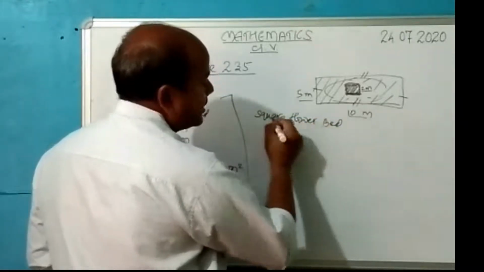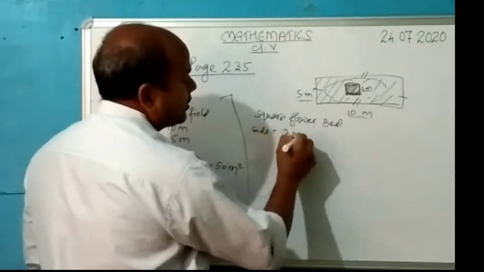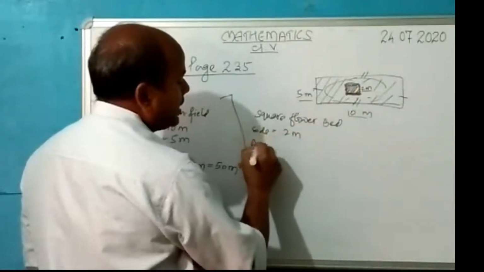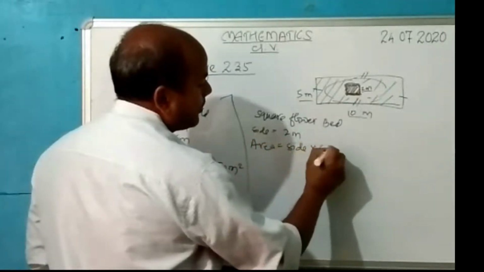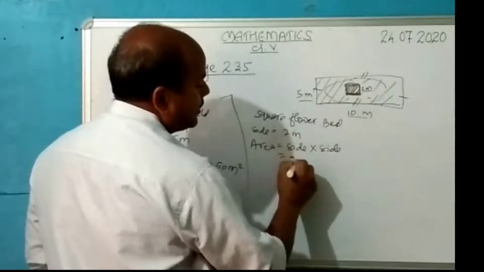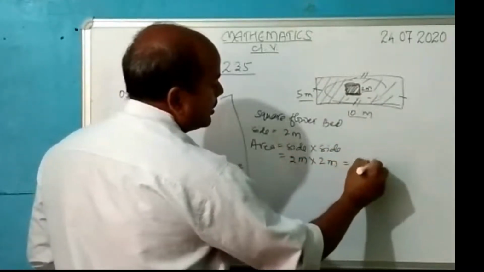Since the flower bed is in the form of a square, its side is given, and side is 2 meter. So its area will be, area is equal to side into side. So it is 2 meter into 2 meter. It is equal to 4 square meter.